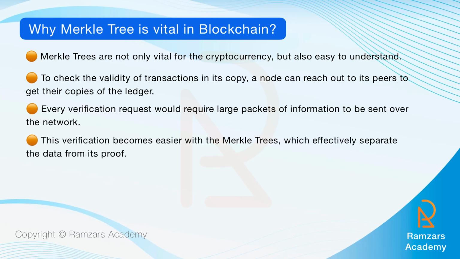This verification becomes easier with the Merkle trees, which effectively separate the data from its proof. Using it, in order to prove the validity of a transaction, it is only required to send some small amounts of information across the network. It also allows proving that the ledgers of two peers are identical using minimal computation power and network bandwidth.